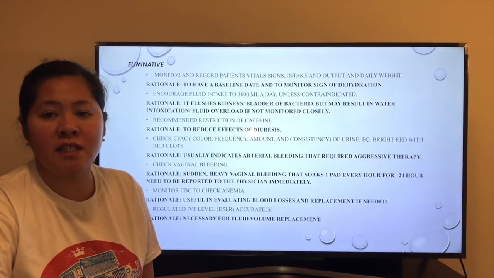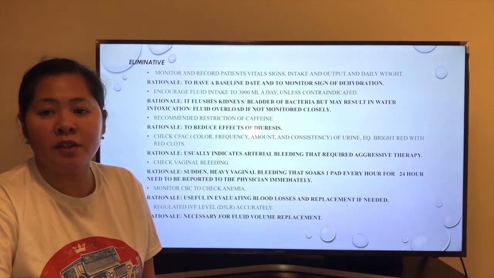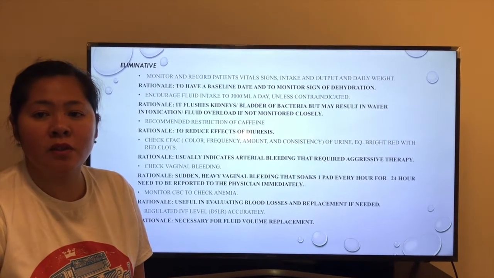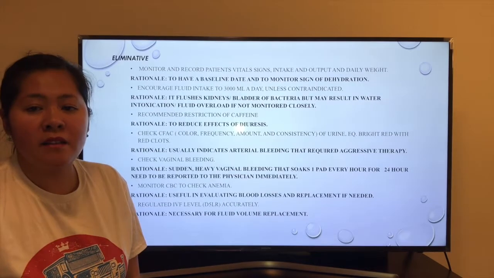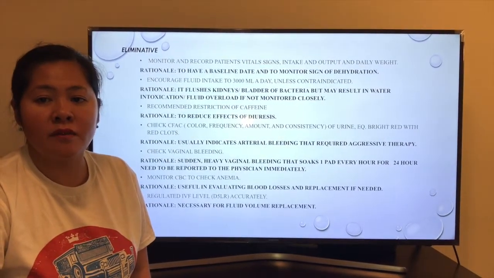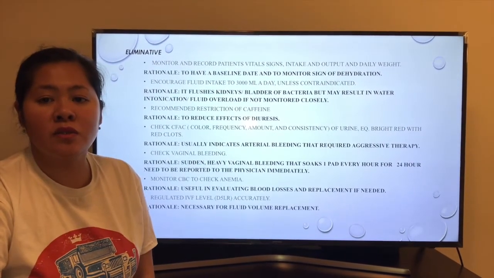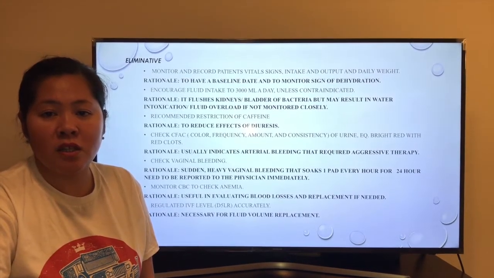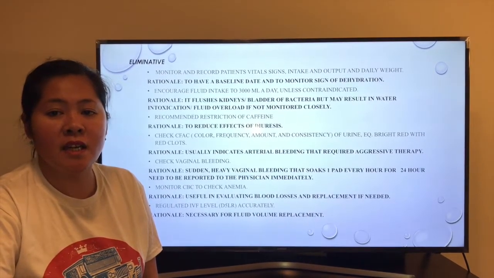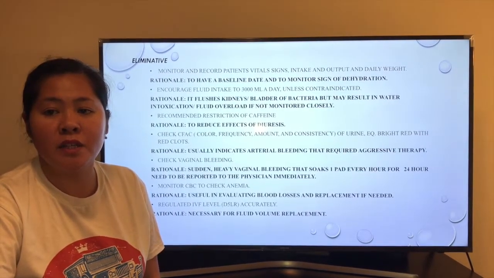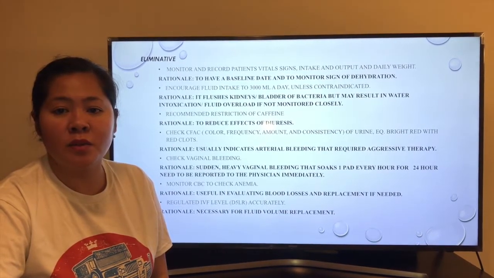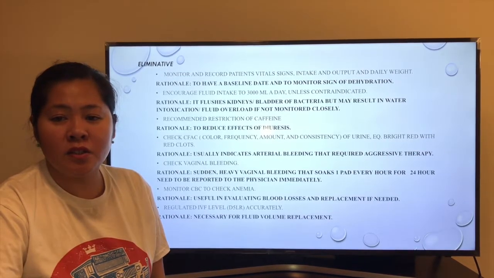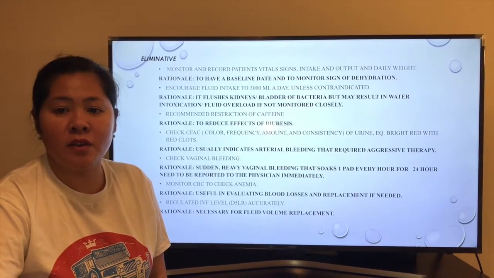Rationale: it flushes the kidney or bladder of bacteria but may result in water intoxication or fluid overload if not monitored closely. Next is recommend restrictions of caffeine. Rationale: to reduce effects of diuresis. Next is check the color, frequency, amount, and consistency of urine. For example, bright red with red clots. Rationale: usually indicates arterial bleeding that requires aggressive therapy.